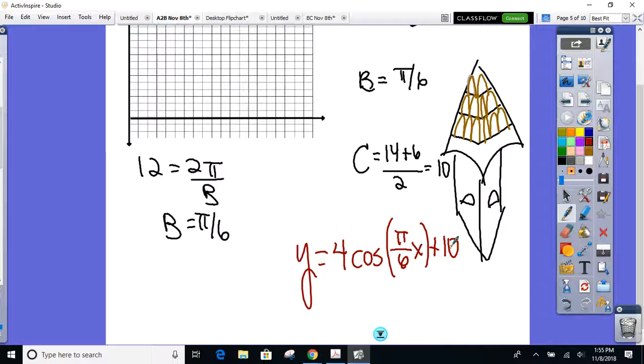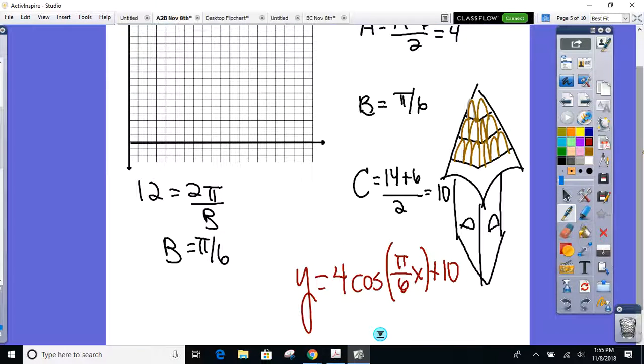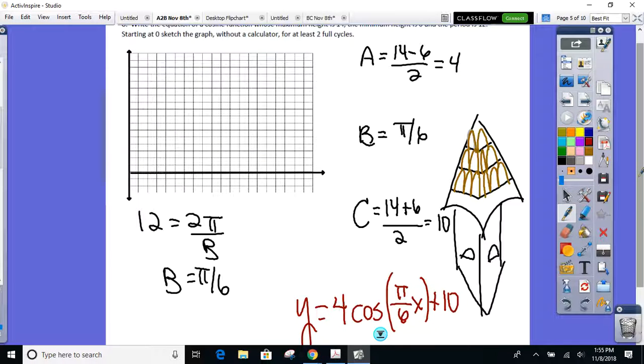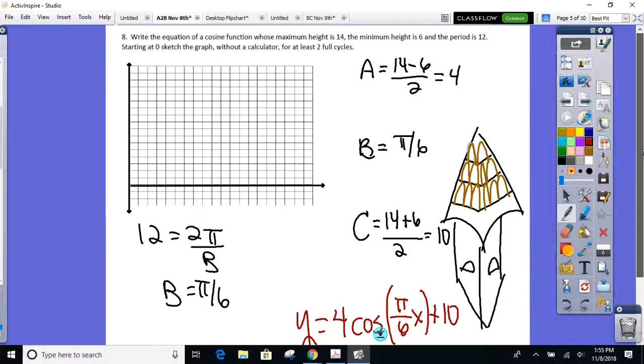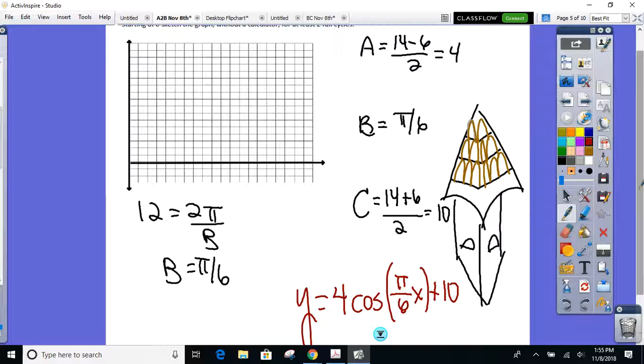Okay, go ahead. Set up your x and y axes right now if you haven't done so. We're going to graph this equation now. As you set up your x and y axes, remember, it's got to go at least up to 16, right? That was my maximum value. 14. It's got to go at least up to 14. How do you find what your x-axis goes by? What have we been doing all day today? Take the period of 12 and divide it by 4, yep.